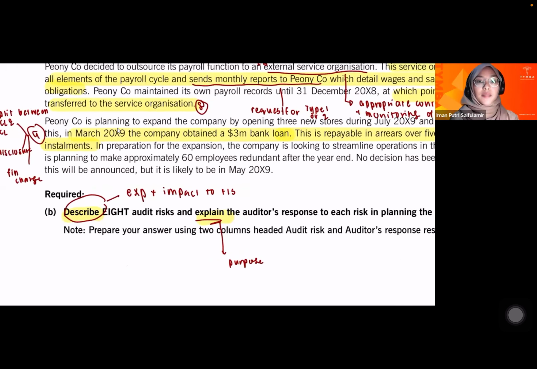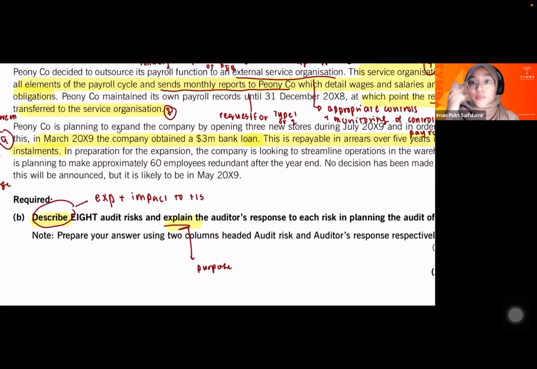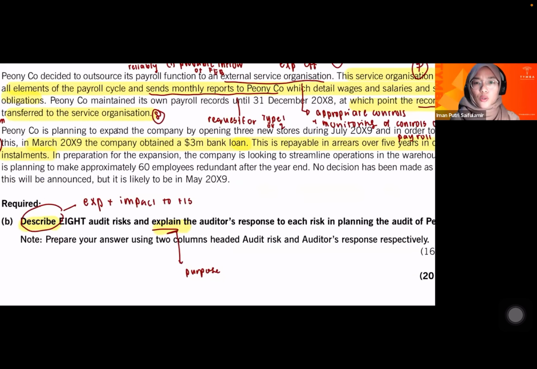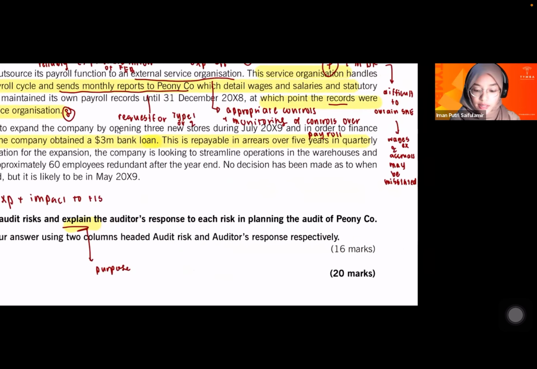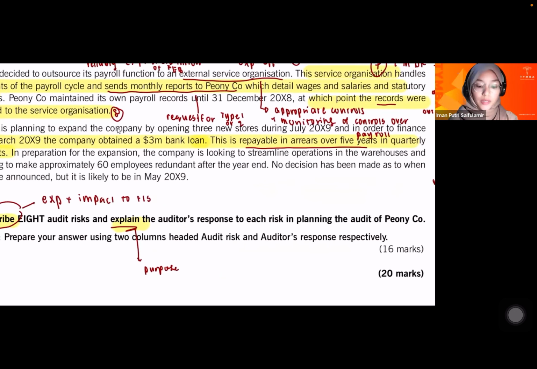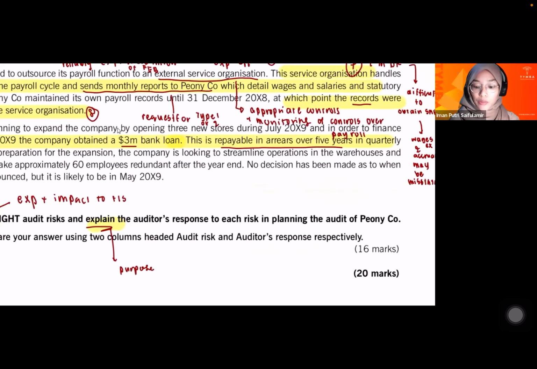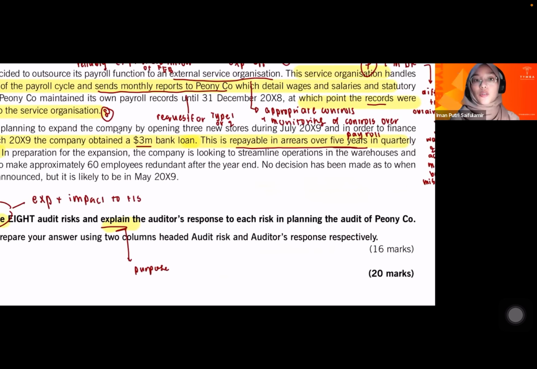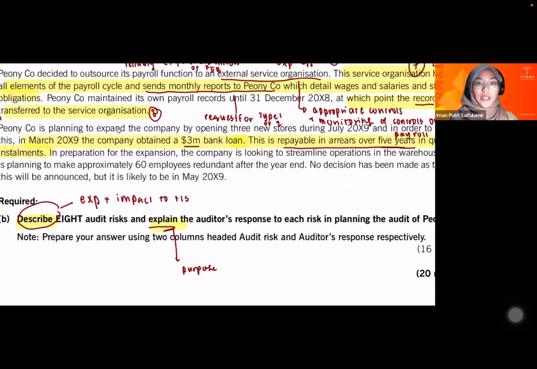Maybe for the auditor's approach, you can obtain the loan agreement because we want to confirm, is it accurate or not? When you guys are giving the auditor's approach, try to apply to the scenario. So we want to obtain the loan agreement and confirm the amount of the bank loan of 3 million and the terms of the bank loan repayment. Is it really over 5 years or not? Okay, so this is point number 9.